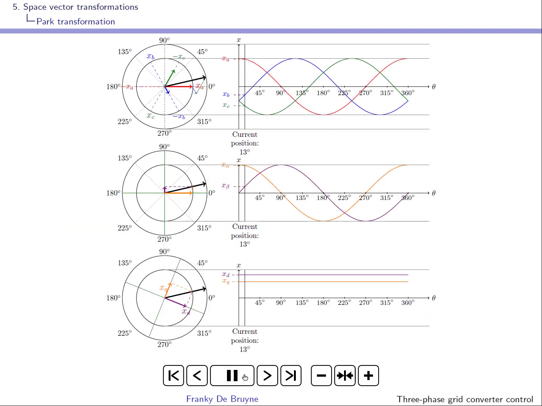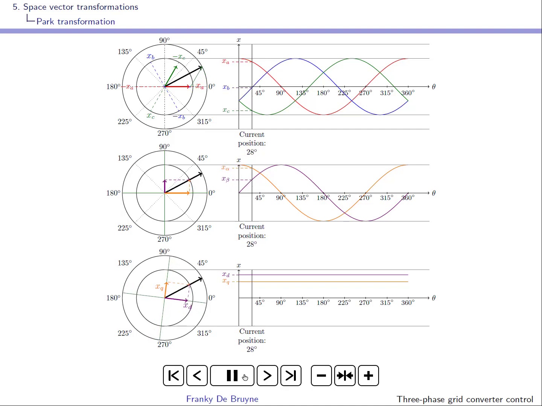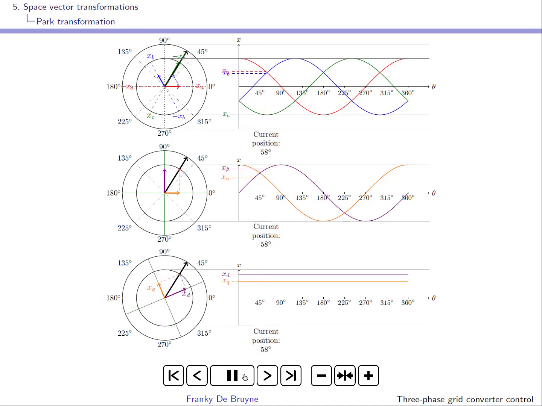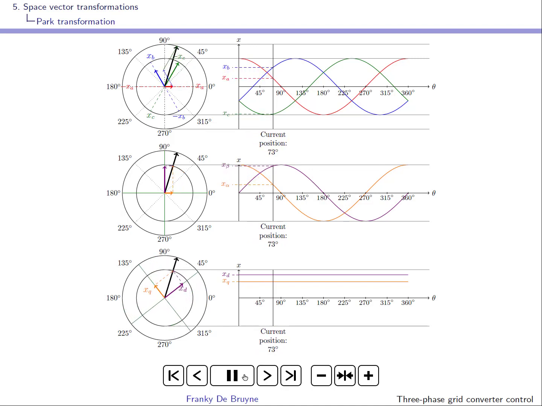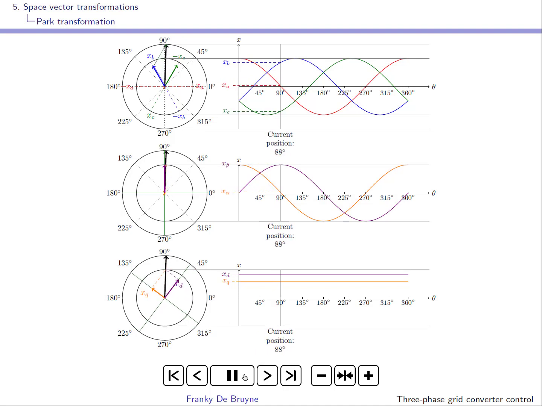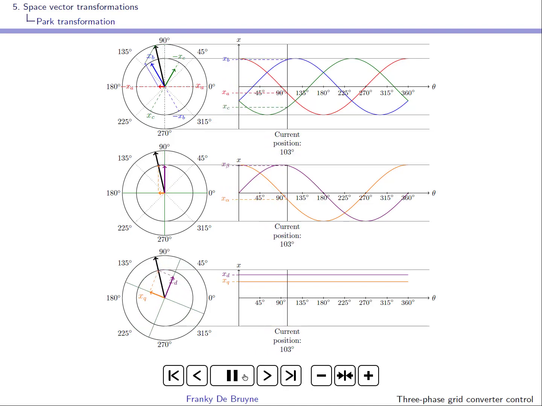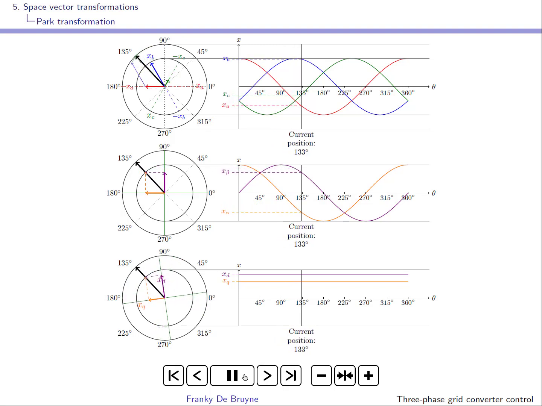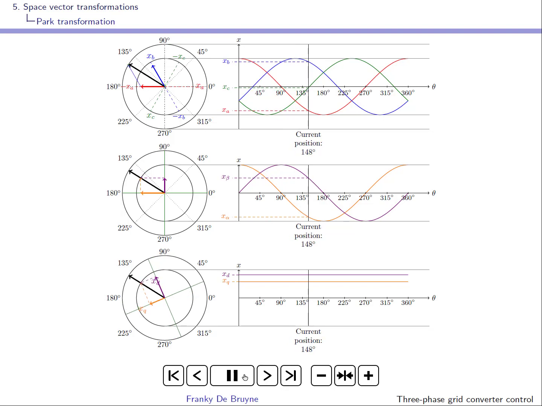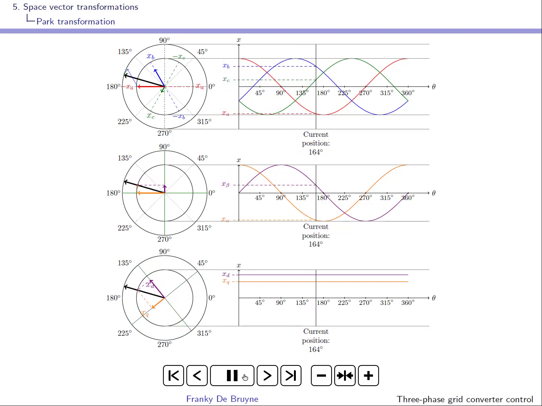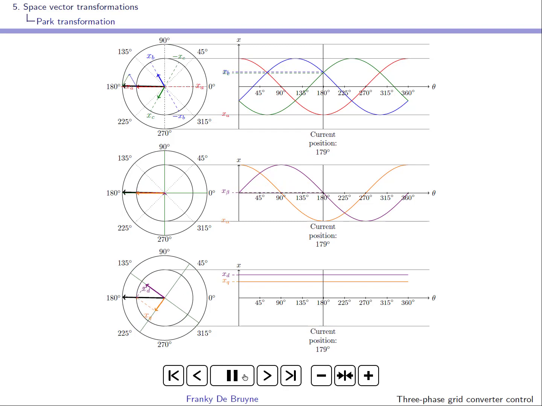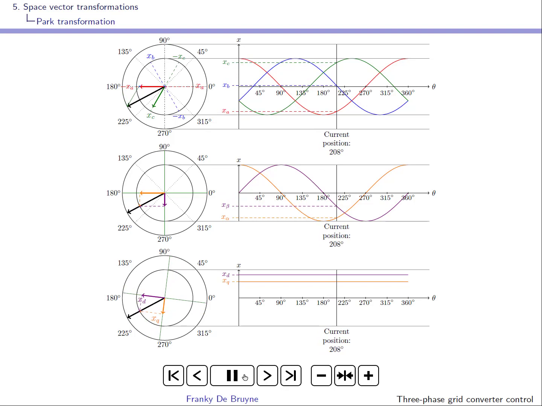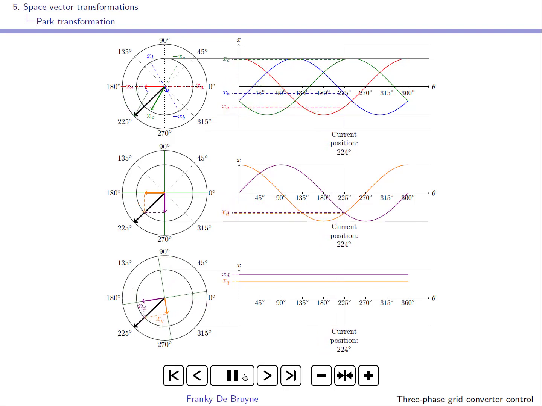So this slide kind of summarizes the transformations that we have seen. So at the top we have our ABC framework where the axes are 120 degrees apart and the rotating vector is projected on these three axes. And then we have seen, well, since we're working with a balanced system, there is redundant information. So we decided to work in this alpha beta framework where the axes are now 90 degrees apart. So we work with axes that are in quadrature.